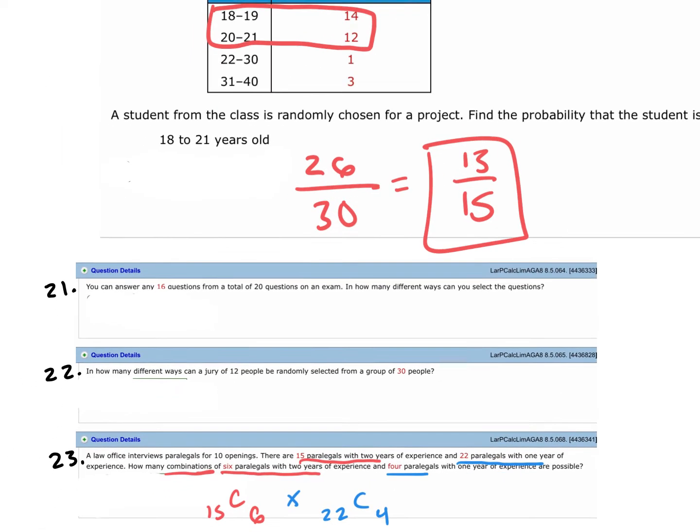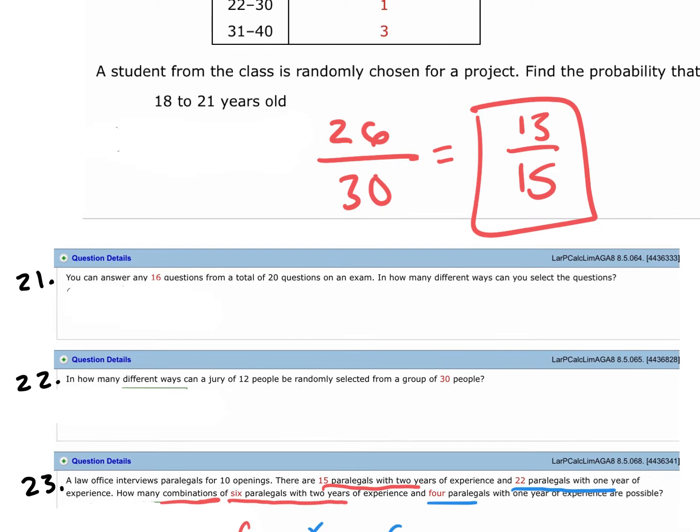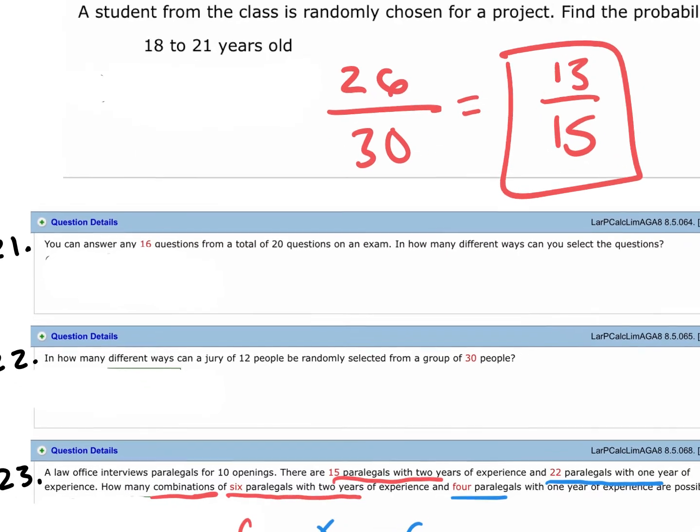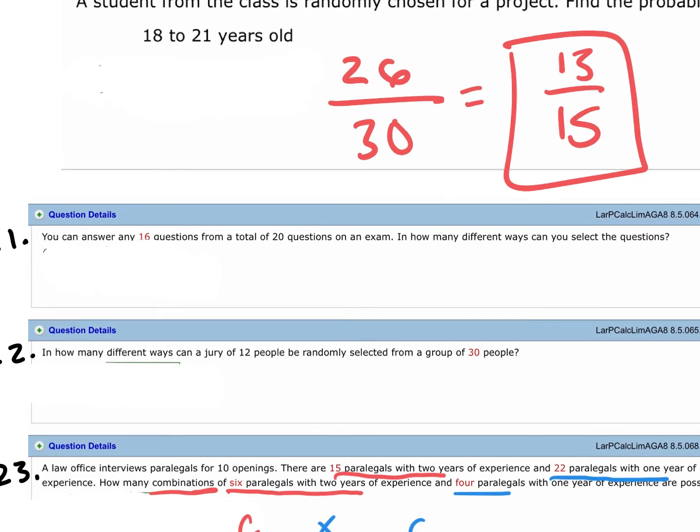All right, 21. You can answer any 16 questions from a total of 20 questions on an exam. How many different ways can you select the questions? Would this be a permutation or a combination? Combination, because the order doesn't matter. We could have questions 1 through 16 that we answer. We could also answer questions 16 through 1, but those are the same 16 questions. So the order doesn't matter here, so it's a combination.